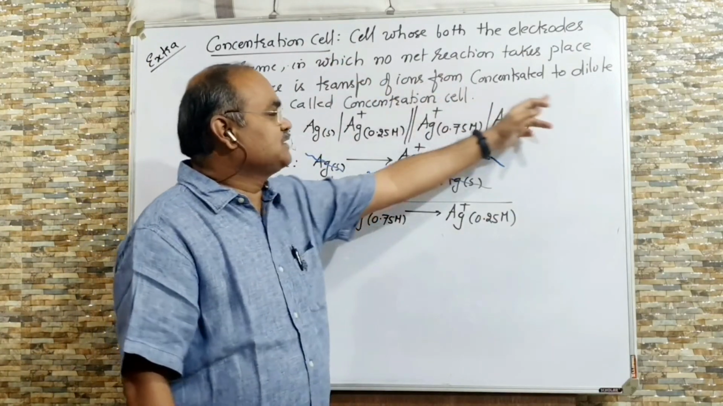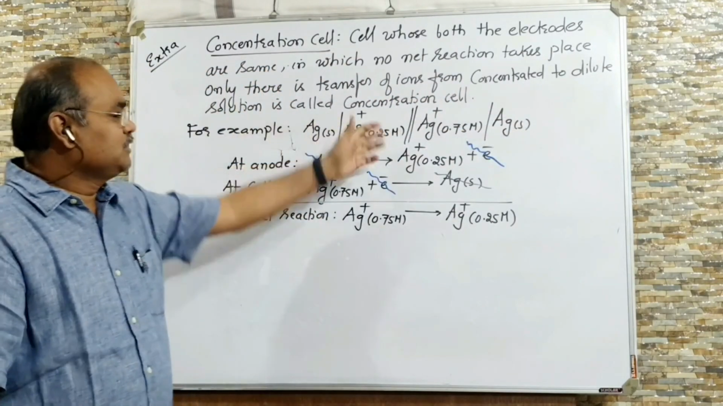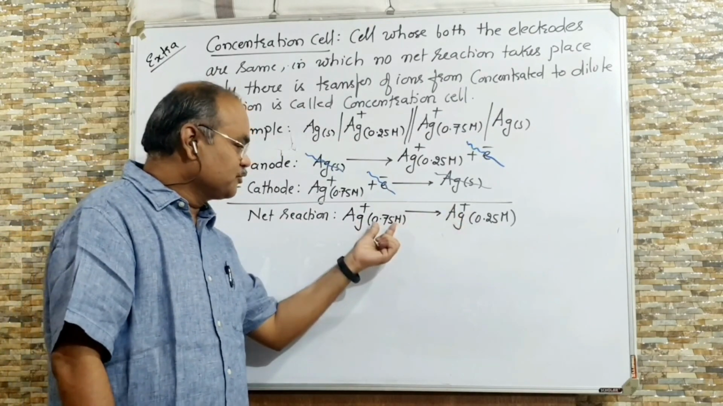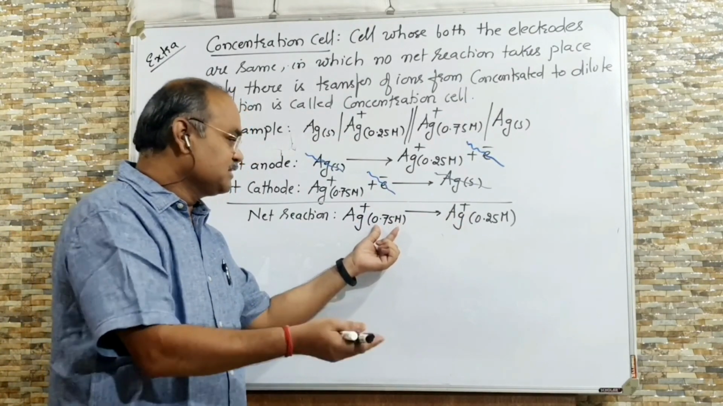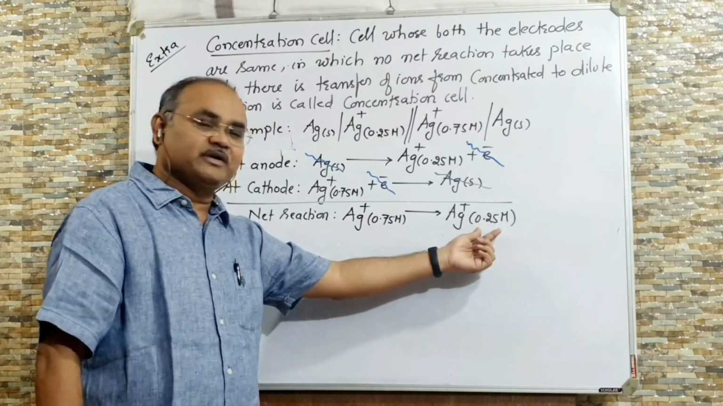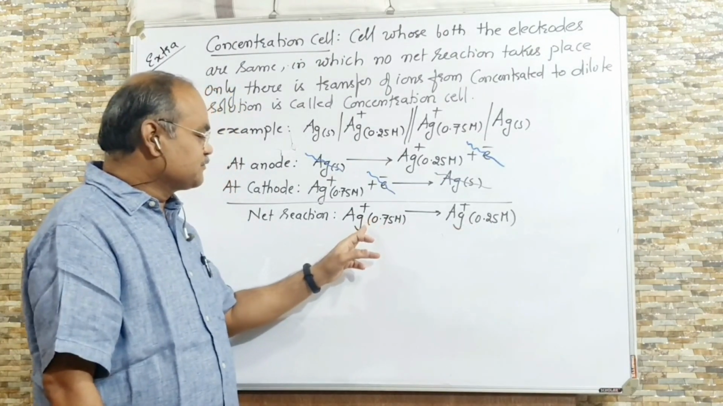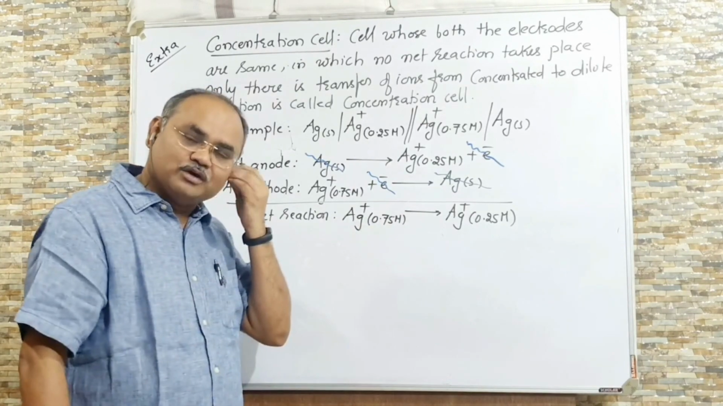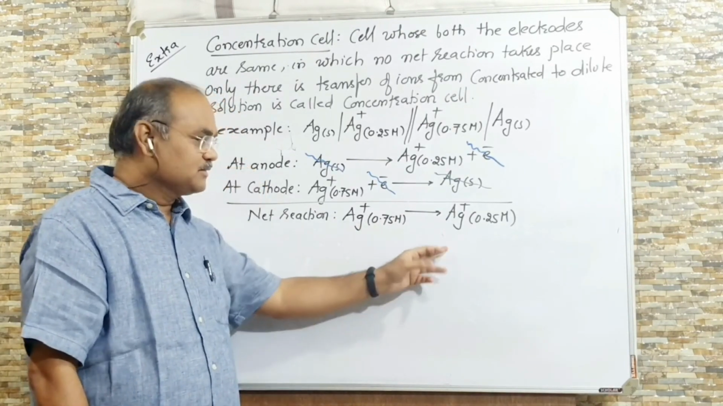Only transfer of ions takes place from concentrated solution to dilute solution. Yes, Ag plus ion is transferred from the concentrated one. 0.75 is more concentrated than 0.25. So only transfer of ions takes place from concentrated solution to dilute solution, and such cells are called concentration cell. Clear?